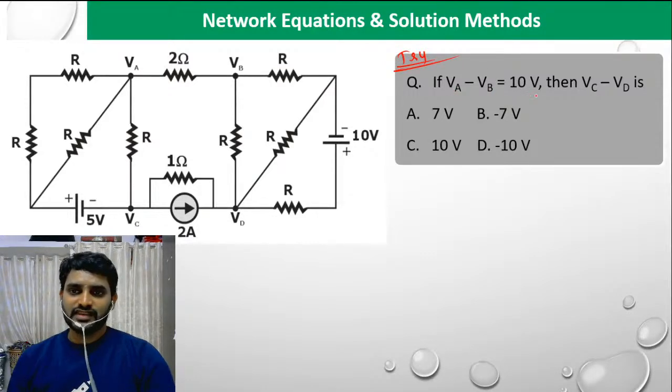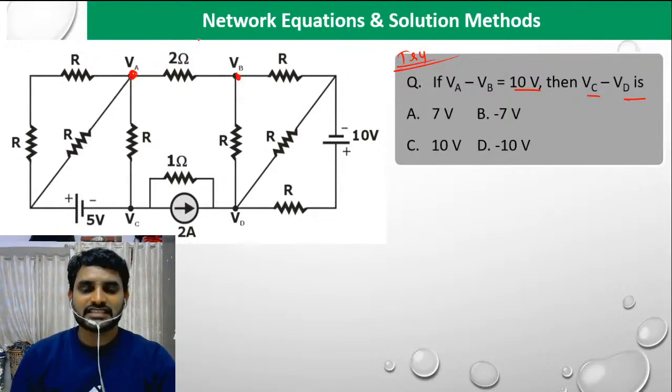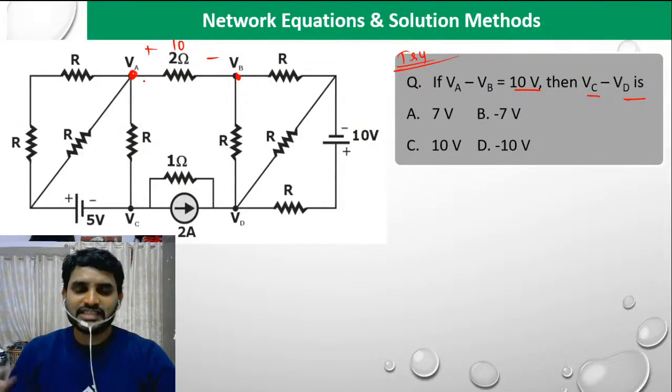If VA minus VB is 10 volts, then find VC minus VD, which is VA minus VC. The potential difference between point A and point B is given as 10. A is at higher potential, the positive terminal, and B is the negative. So this is my 10 volts. If you know the voltage across any branch and the branch resistance, you can calculate the current. So 10 divided by 2, you get 5.